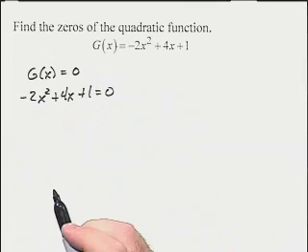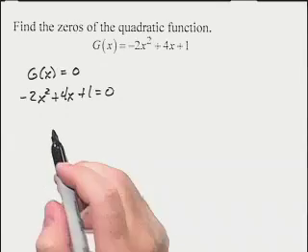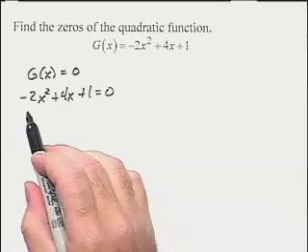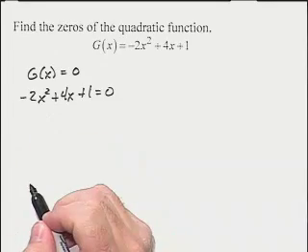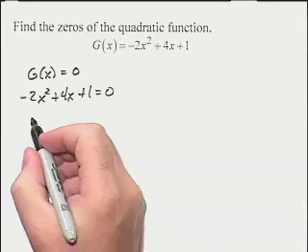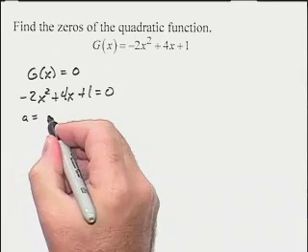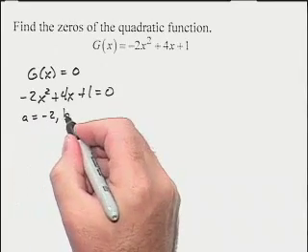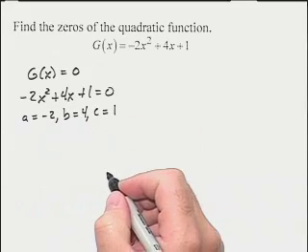When we solve quadratic equations of this type, we often want to try factoring first because it's often quick and easy. In this particular case, factoring won't work, so we're going to rely on the quadratic formula. To do that, we need to identify the coefficients on the left-hand side. We'll have a is equal to negative 2, b is equal to 4, and c is equal to 1.